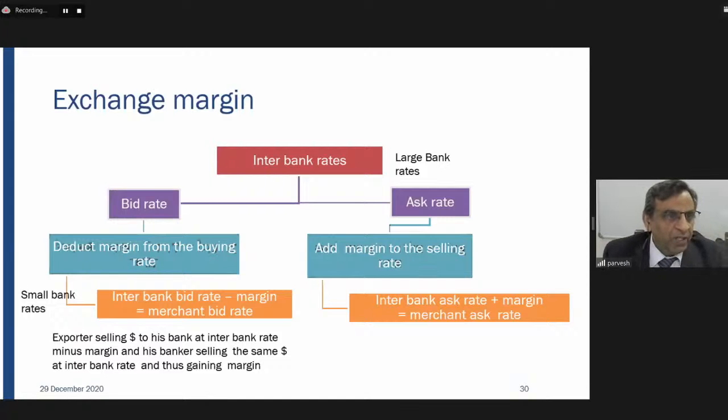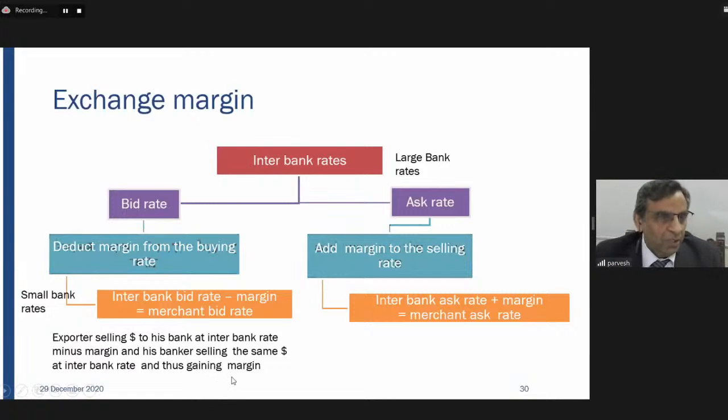Okay. So where he's going to quote you the merchant bid rate because he's getting the quote from the large banks, which is the interbank. Okay. So exporter selling dollar to his bank at interbank rate minus the margin, and his banker selling the same dollar at the interbank rate and thus gaining a margin.